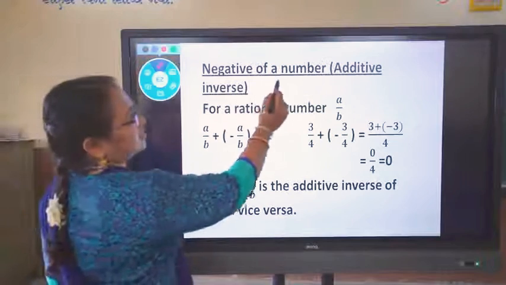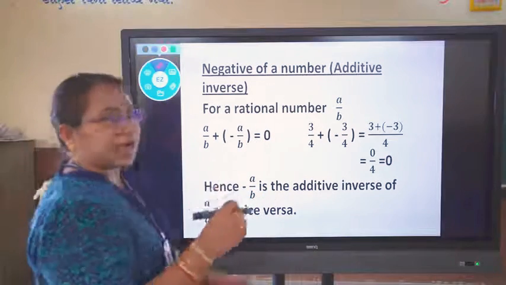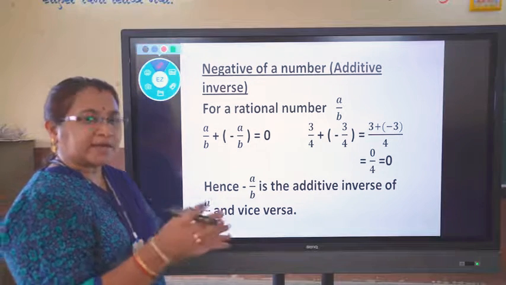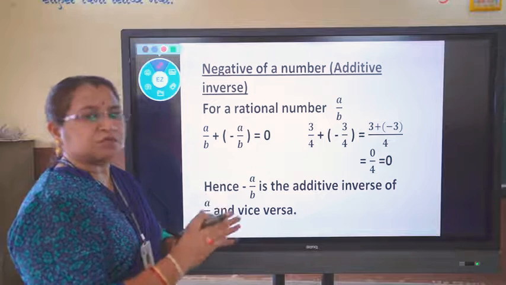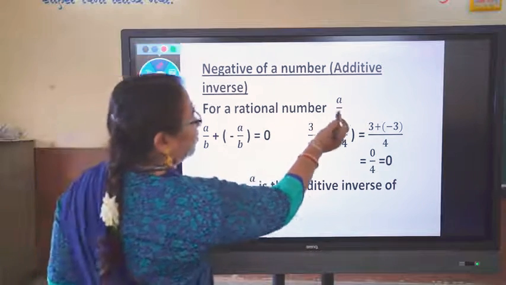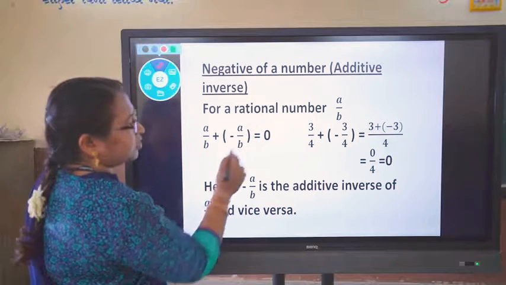Next we will discuss the negative of a number, which is also called the additive inverse. Now, what does additive inverse mean? It means we have to find such a number that, when added to the given number, the answer becomes 0. So for a rational number a upon b, here I have taken a upon b plus minus a upon b is 0.